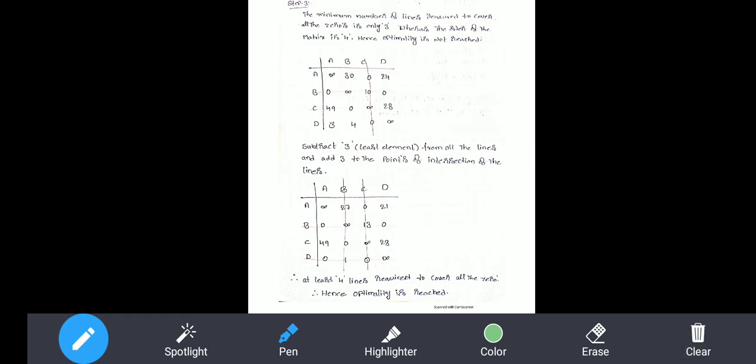3 can be subtracted from all the elements, and where the intersections are, it will be added. So the least element will be subtracted. So 30 minus 3 will be 27. 24 minus 3 will be 21. Next here, 3 minus 3 will be 0. Next, 3 minus 4 will be 1. This will be repeated. So these are the only modifications.